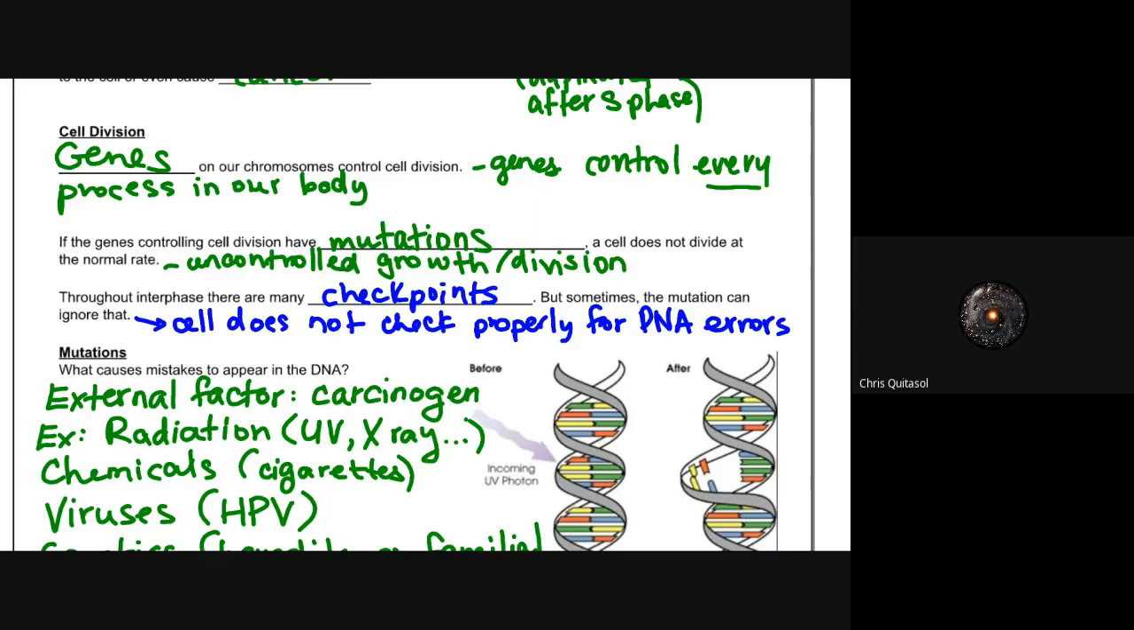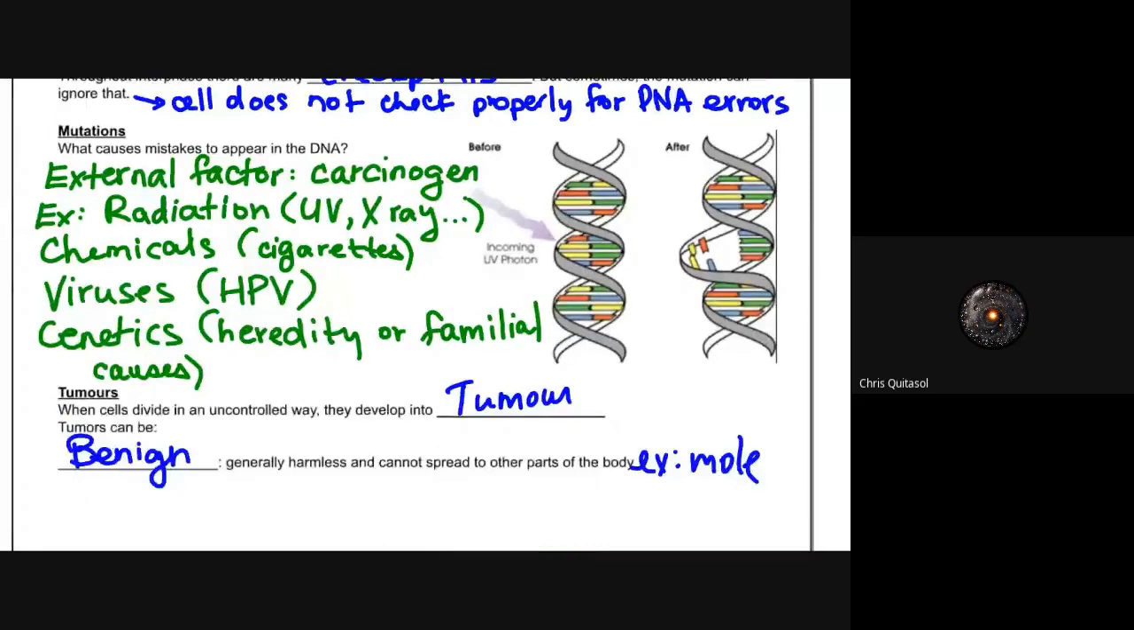So throughout interphase, there are many checkpoints, but sometimes the mutation can ignore that. The key thing here that you have to realize is that even though the cell is very, very good at checking the DNA after it's copied it through mitosis, specifically in interphase, mutations can happen where it misses them, right? And the cell doesn't check quite properly for those DNA errors. And so those mutations can lead to many different things. And so we want to look at how those mutations happen.